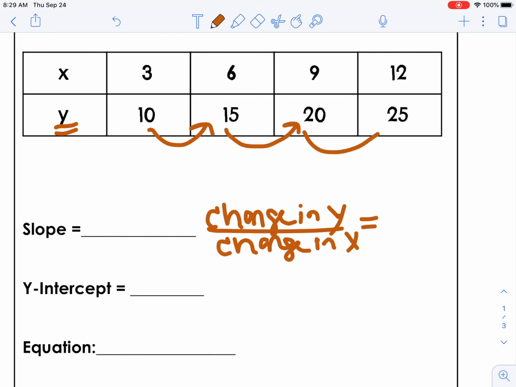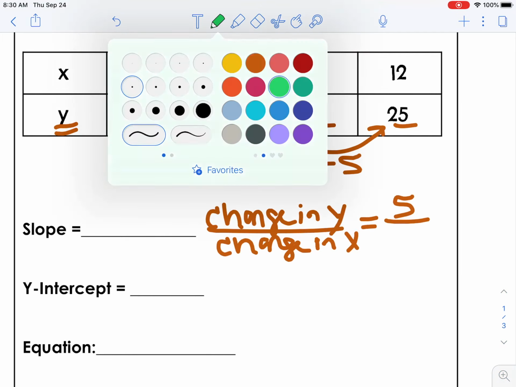So the change in the y's is figuring out what do you have to add from one to get to the other. So to get from 10 to 15, I add 5. To get from 15 to 20, I add 5. And to get from 20 to 25, I have to add 5. So the change in y's is 5.